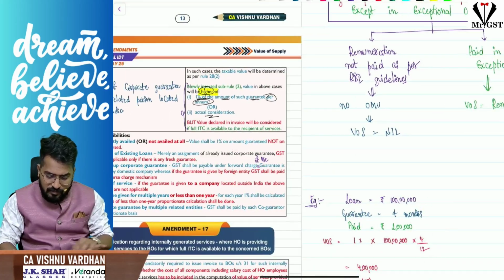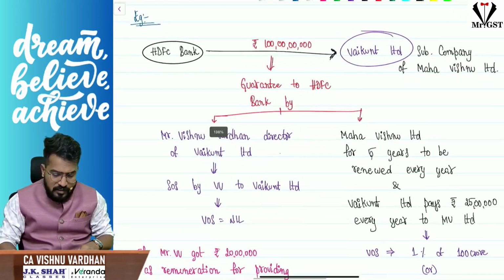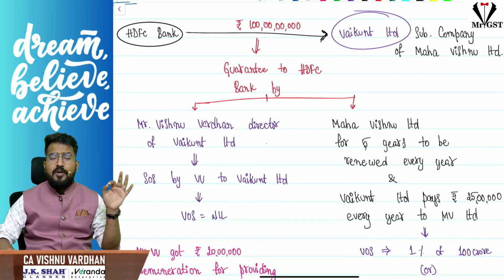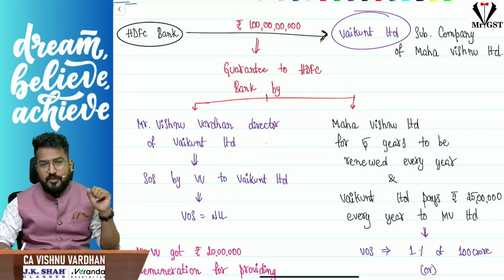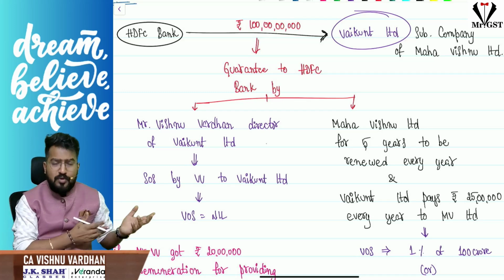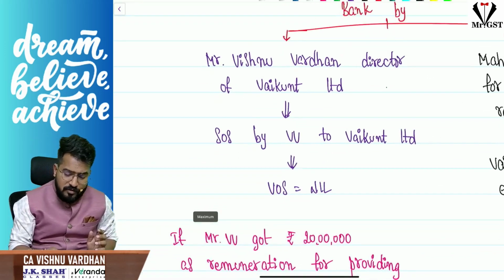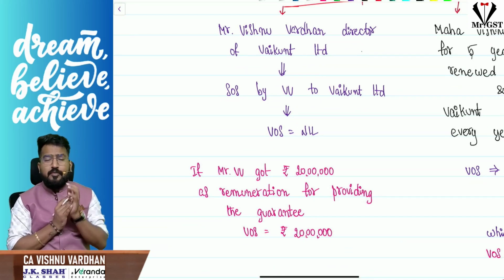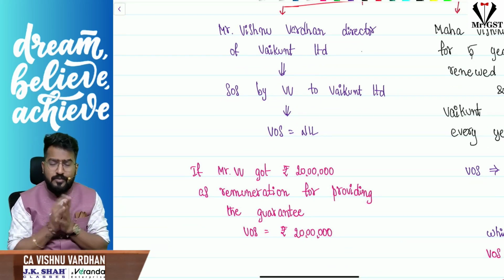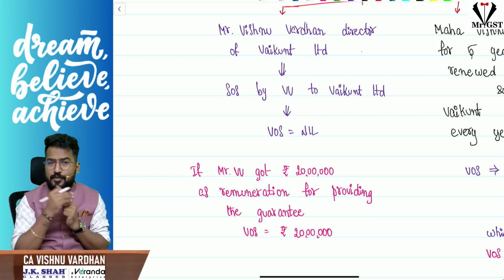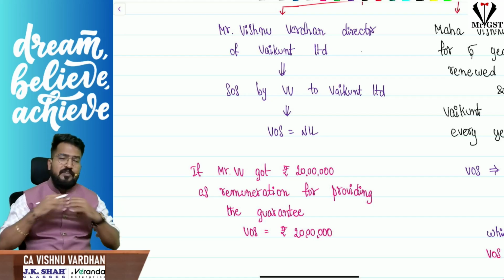So here there is an example given. HDFC Bank is giving a loan of 100 crores to Vaikunth Limited, which is a subsidiary of Mahavishnu Limited. For this 100 crores, somebody should give a guarantee to HDFC Bank. Imagine HDFC Bank is getting the guarantee from the director of the company, Mr. Vishnuvardhan. As per RBI guidelines, Mr. Vishnuvardhan is doing it without consideration, and the value of supply is the open market value, and we have understood there is no open market value for this. So the value of supply will be nil.